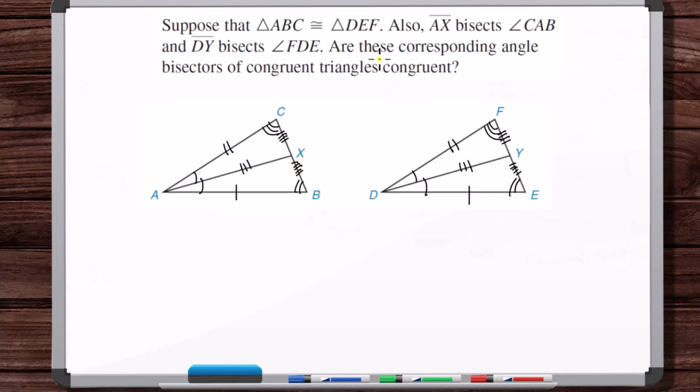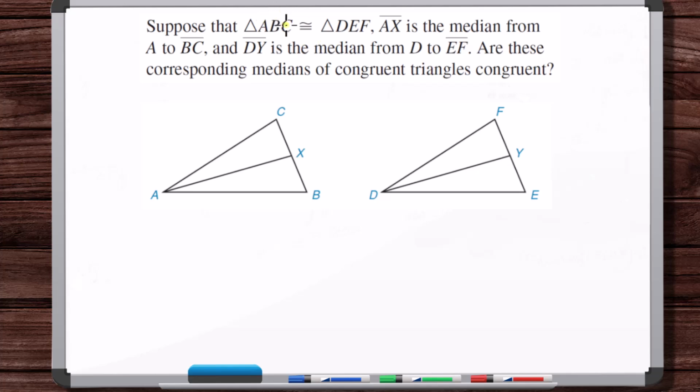But all we need to answer was that these angle bisectors are congruent. AX is congruent to DY. Okay, once again, suppose that triangle ABC is congruent to triangle DEF. And now they're saying AX is the median from A to BC and DY is the median from D to EF. So they're saying that these two are congruent and these two are congruent. But we can't say for sure yet that they're all congruent to each other.